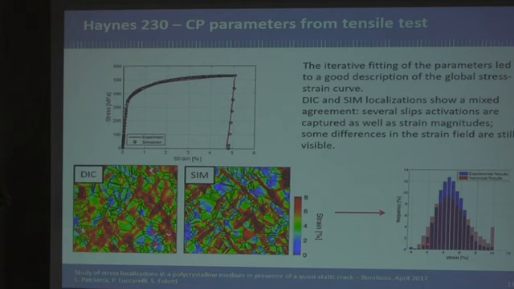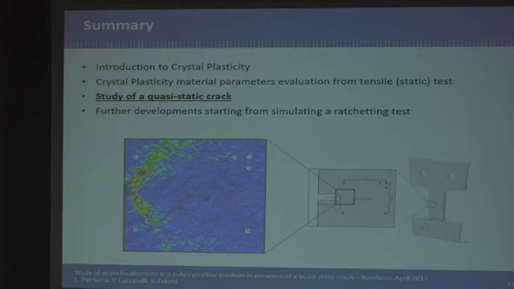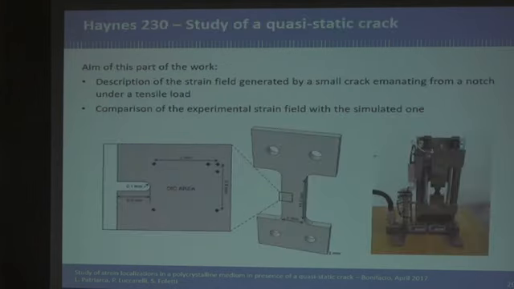We plot the histogram of these local strains for the simulation and for the digital image correlation, and we see that at least the trend of the local strains is well captured by the simulation. Now, we set the model. Let's move to something probably more interesting for us, a preliminary study of a quasi-static crack.